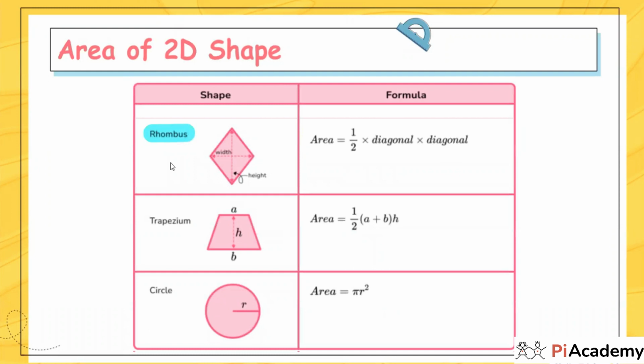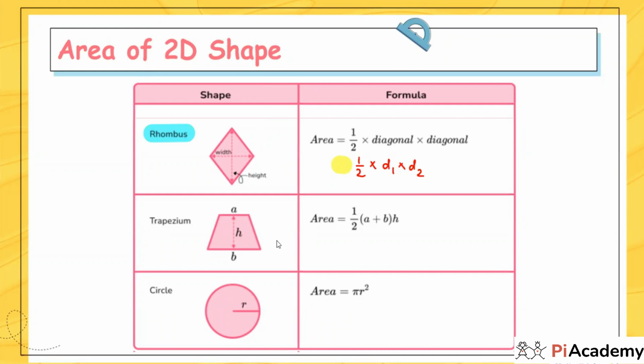Okay. So for a rhombus, we all know a rhombus has two diagonals. And half times diagonal 1 times diagonal 2 is its area formula. So you can write in short here, let's say this is the first diagonal and this is the next diagonal. So you can write just half times first diagonal times second diagonal. Okay, so this is the formula.